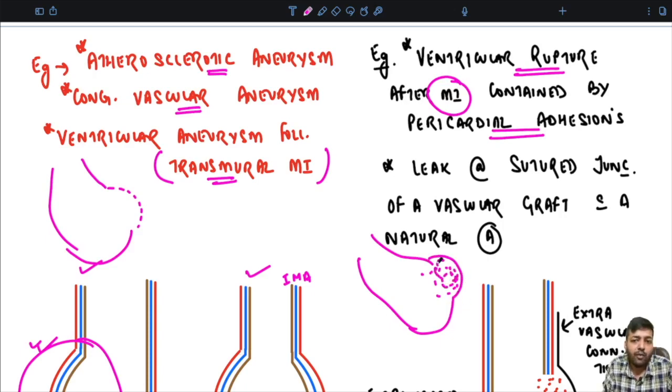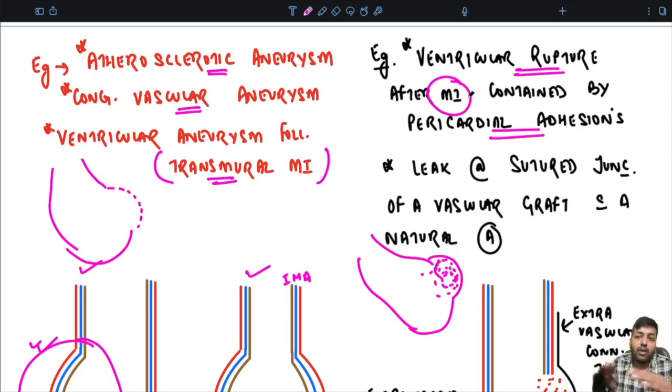So for example, over here the dilatation is there, but the dilatation has been stopped by a pericardial adhesion, by a pericardial covering, and not by the covering of the ventricle. Then this is called a false aneurysm.